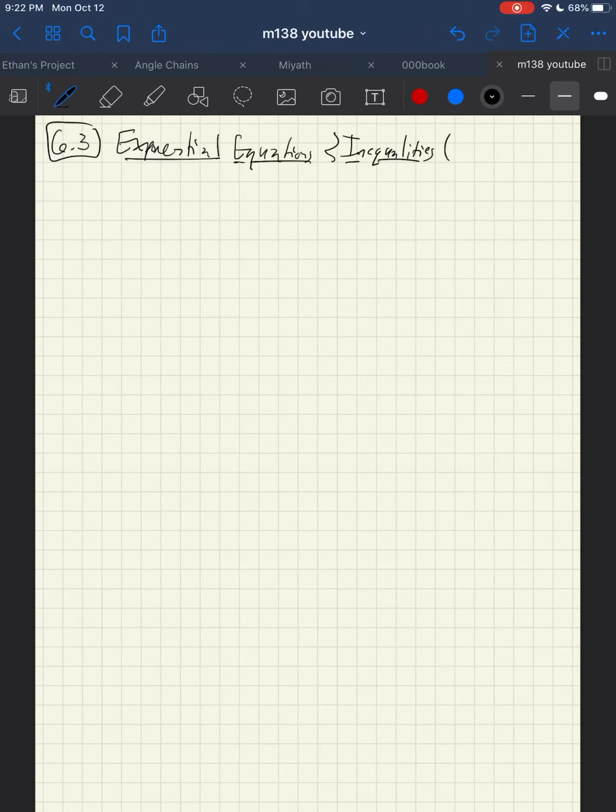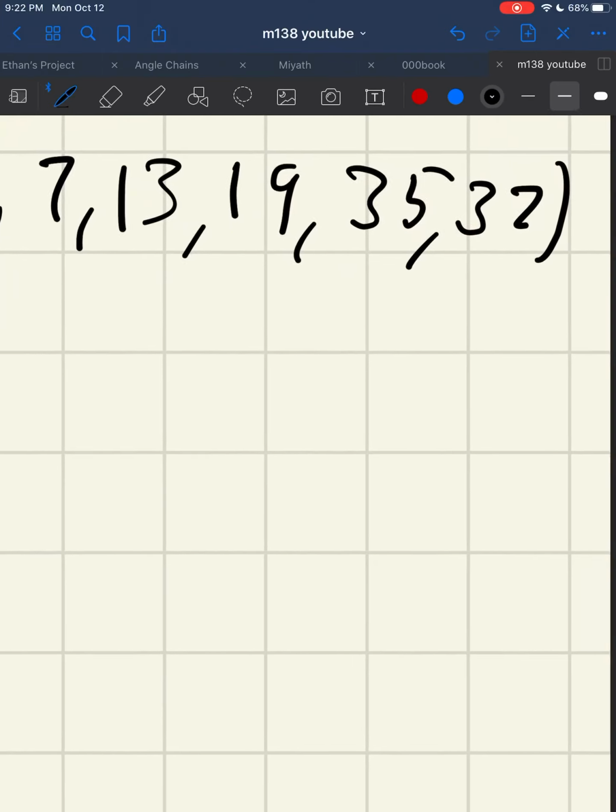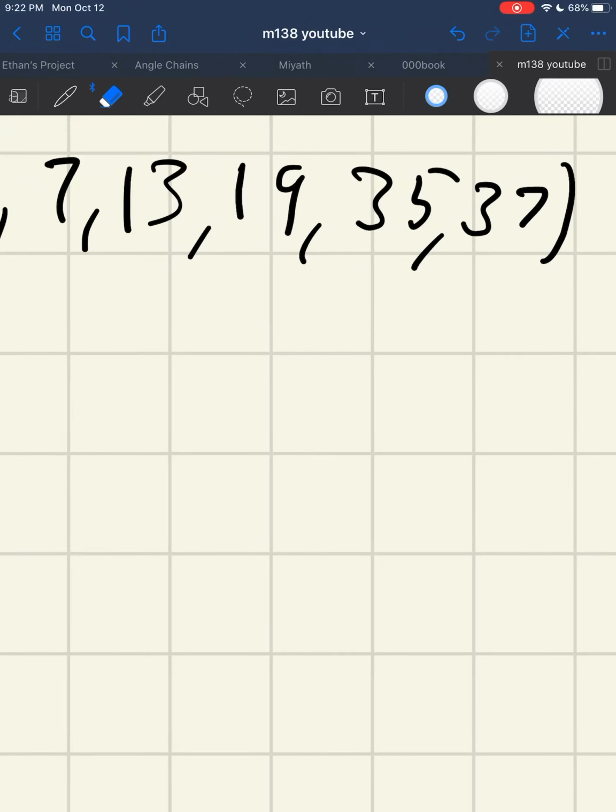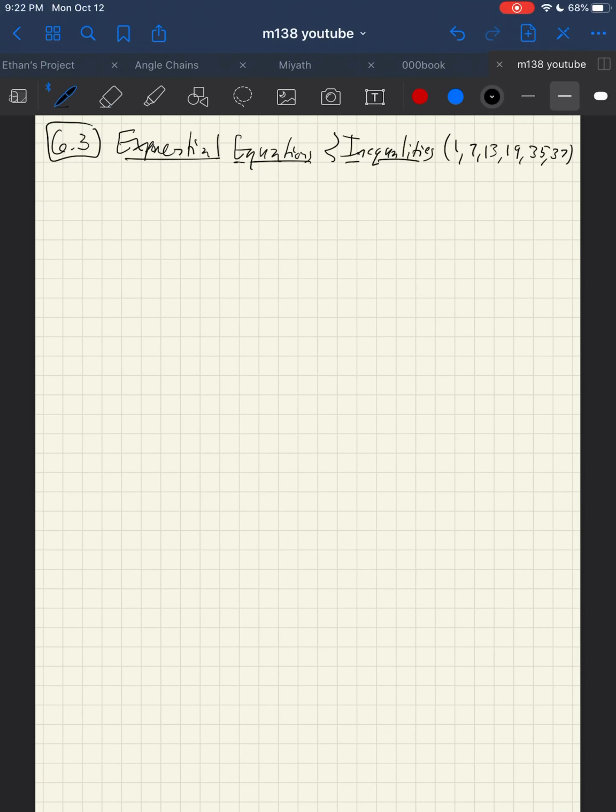Your suggested exercises are 1, 7, 13, 19, 35, and 37. The key, this kind of looks like a 2, got a little weird tail there. The key concepts are going to be just solving equations and inequalities. The examples I'd like you to work through, and these will be really helpful, are Examples 1 and 2 in the book.